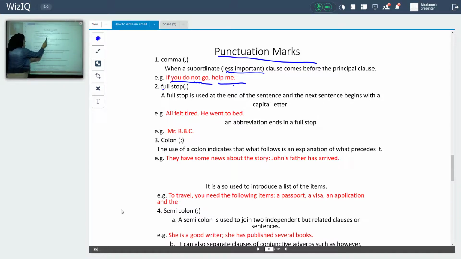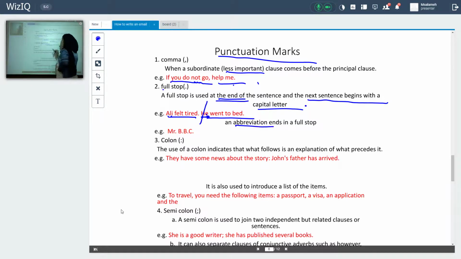Okay, full stop, a period. A full stop is used at the end of a sentence, and the next sentence begins with a capital letter. For example, "Ali felt tired. He went to bed." "He" is a new sentence because I see a capital letter here. So the next sentence begins with a capital letter, and the first sentence ends. Also for abbreviation ends. What is the meaning of abbreviation? That means الاختصارات.